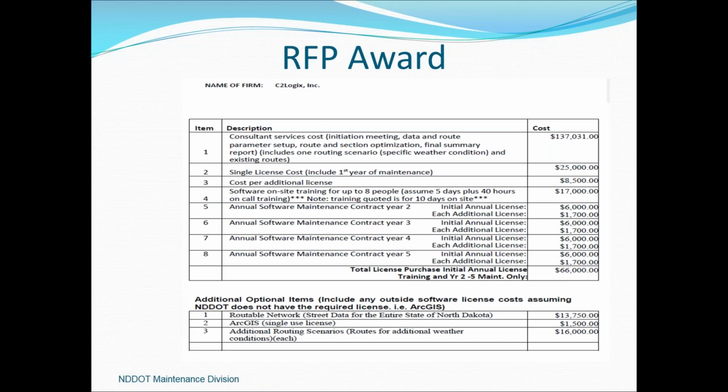We went through that process. We awarded to C2 Logics to the tune of about $180,000, with some optional items that you can see on the bottom there. If they couldn't use our routable network, we wanted them to tell us what routable network they would use and how much that would cost. But luckily, they were able to use the routable network through our GIS system, saving us that $14,000. We also had the contingency that if we needed them to run more routes, it would be $16,000 a route.